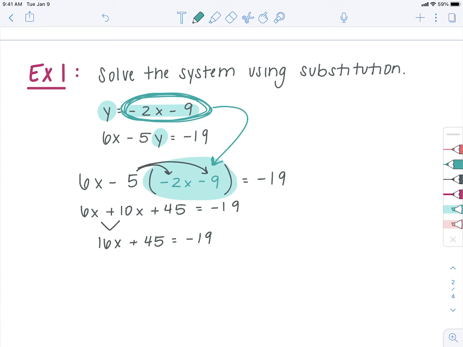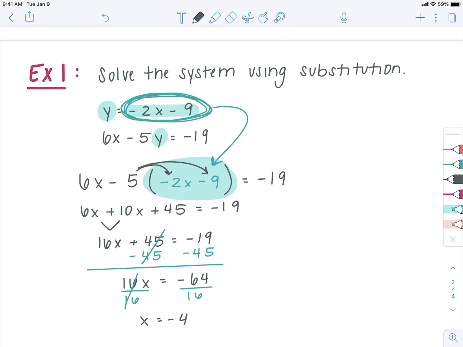Now I've got to get my x all by itself, so I've got to get rid of the 45. I'm going to subtract it on both sides. When I do that, I'm bringing down my 16x equals negative 64. And then I've got to divide by 16 on both sides to get my x all alone. And when I do that, I'm left with x equals -4.